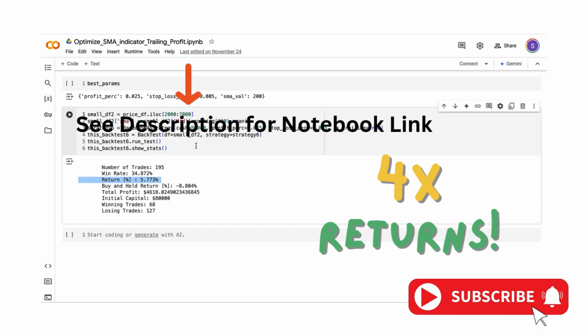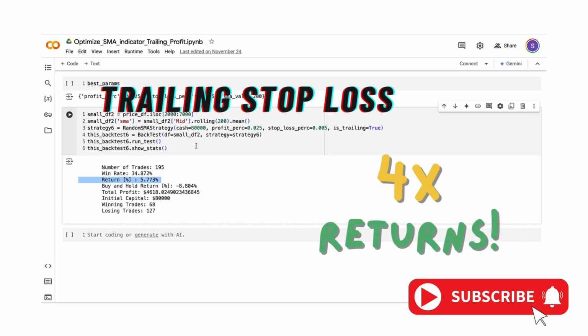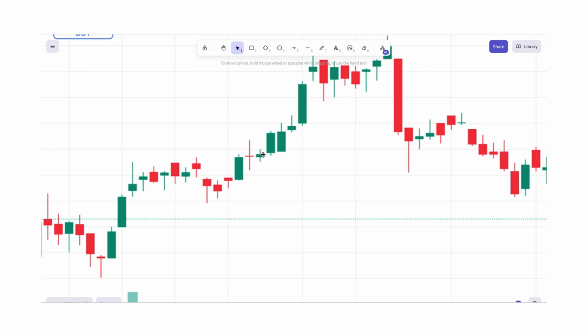So having said that, let's come to the meat of the strategy itself. The secret ingredient I'm talking about is the trailing stop loss. What it does is pretty simple. It helps you let your winners run and helps you cut your losers faster.